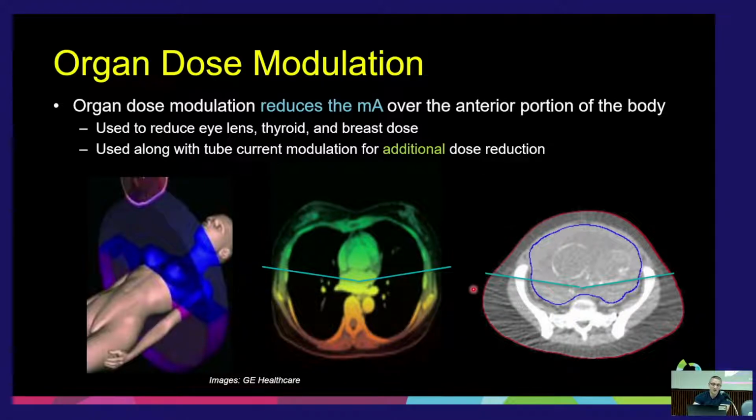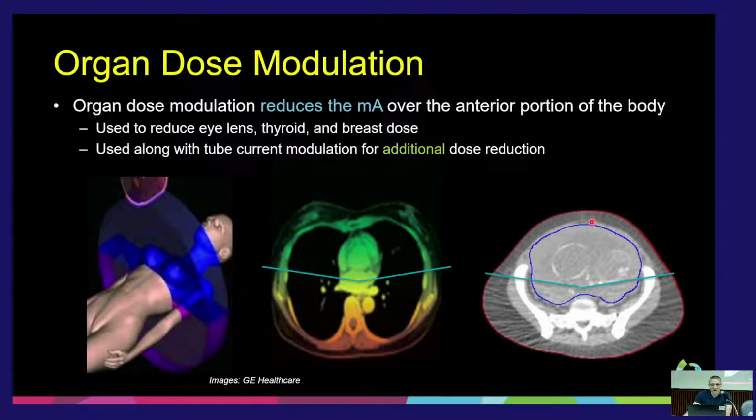So there's a couple of ways that we use it. First of all, we use it on all of our patients. I'll show you on my next slide that we have never found it to impact image quality. So we can use it, of course, for eyes and thyroid and all that. But if you turn it on, you're reducing the dose anteriorly, period. So even if you're scanning down past breast tissue down into the abdomen, you're just reducing the overall anterior dose to those organs, as you can kind of see here.